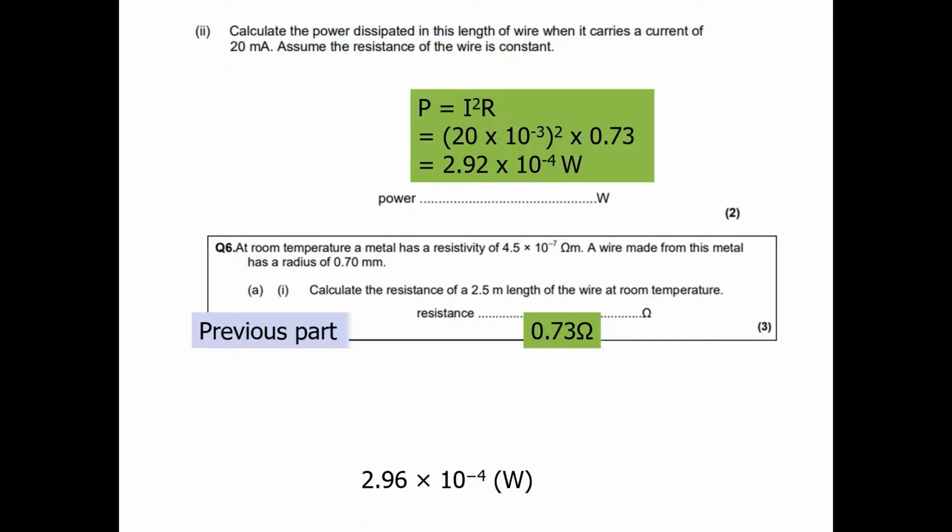Alright, so again, you use P equals IV and V equals IR, but you need to combine those two equations in terms of I and R, because you worked out R previously was 0.73 and I is given in the question, which is 20 milliamps. And you should get 2.92 times 10 to the minus 4 watts.